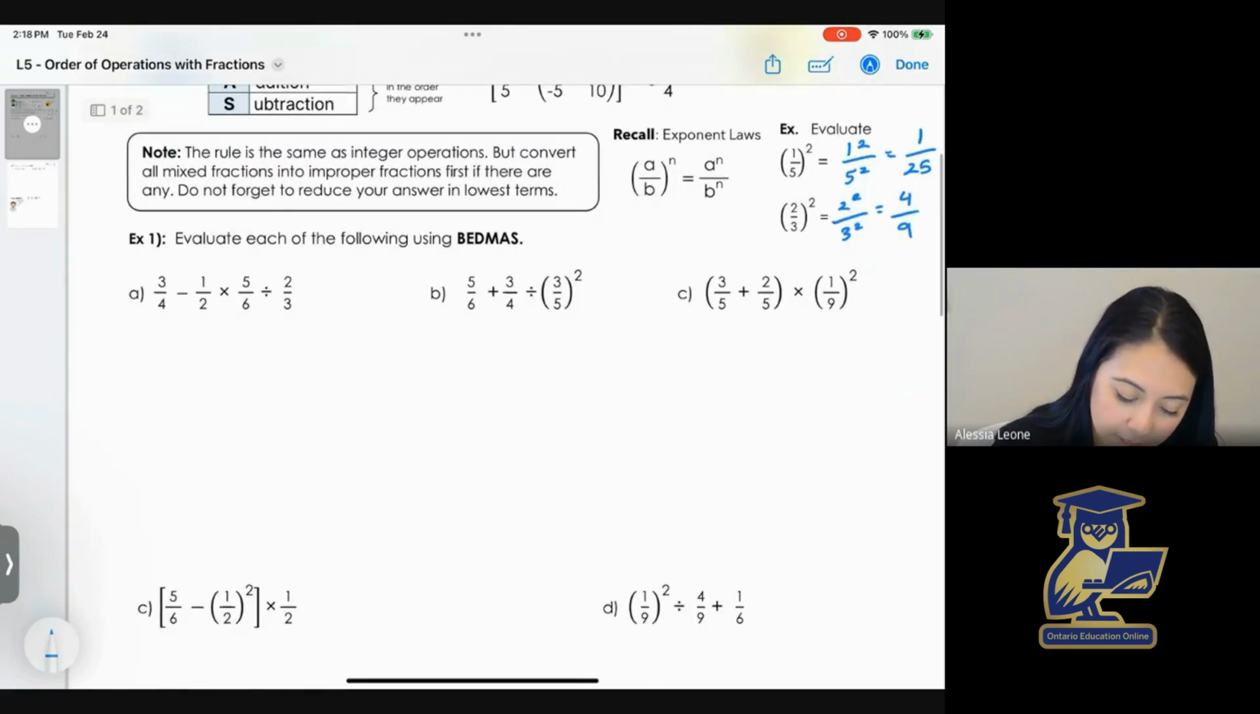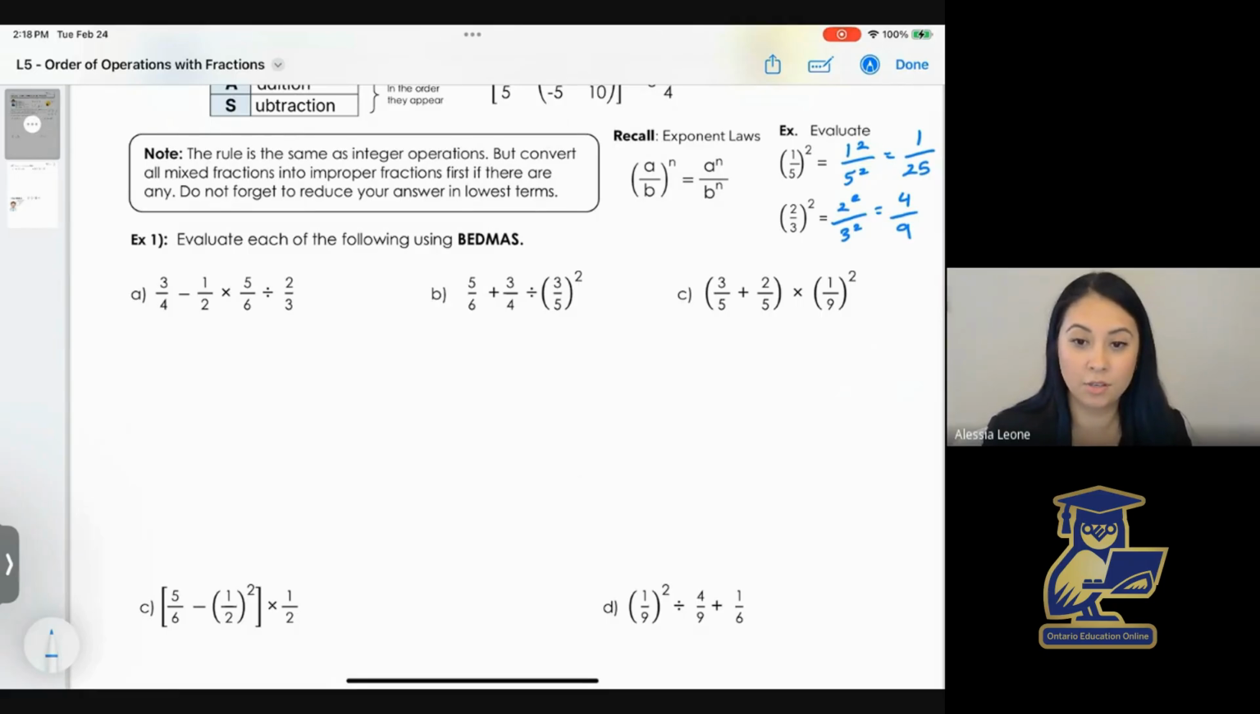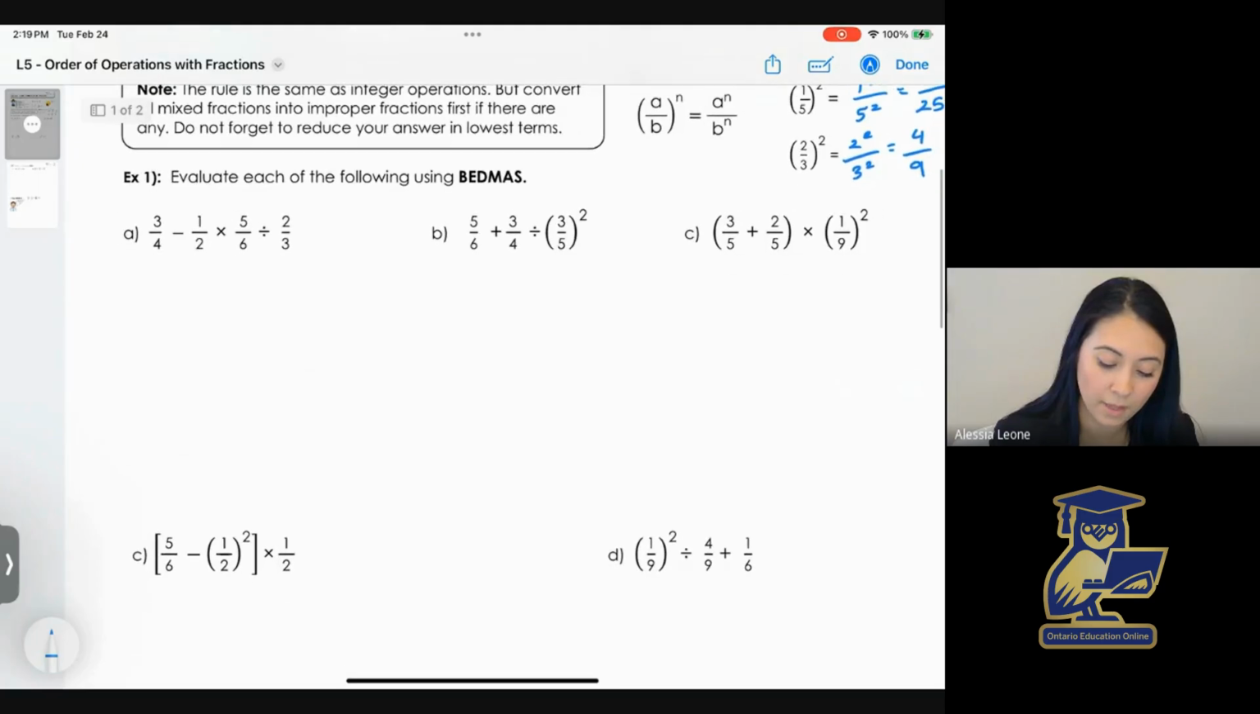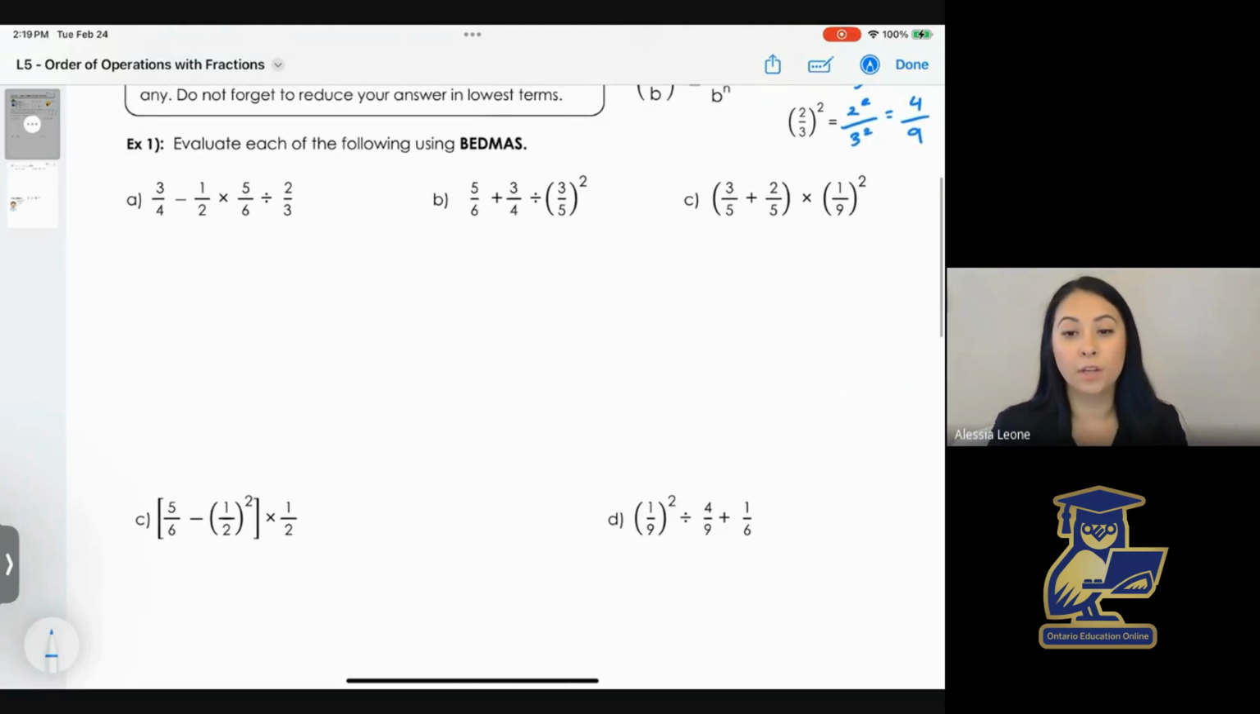Now, under that rectangle there, it says note. The rule is the same as integer operations, but convert all mixed fractions into improper fractions first, if there are any. Do not forget to reduce your answer to lowest terms. So always simplify if you can. These are the questions we are going to be working through together. The second page is kind of like a challenge page. That page will be left for you to work on and upload with your own student worksheet.